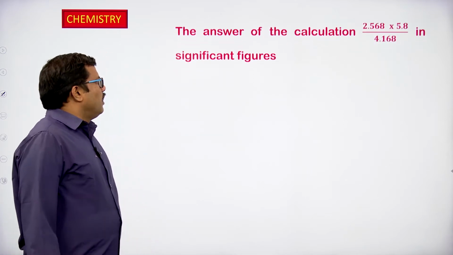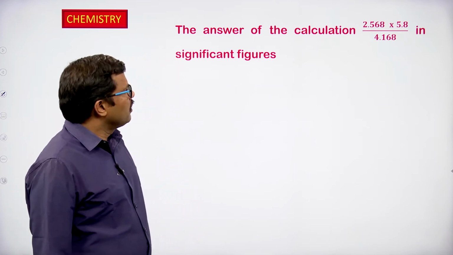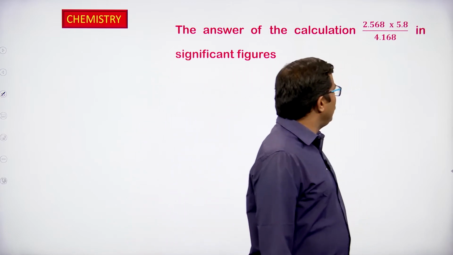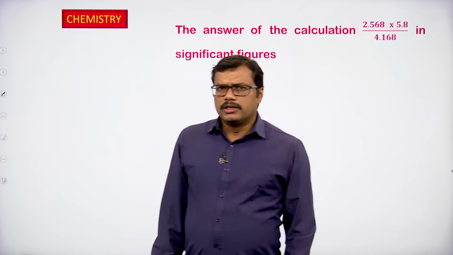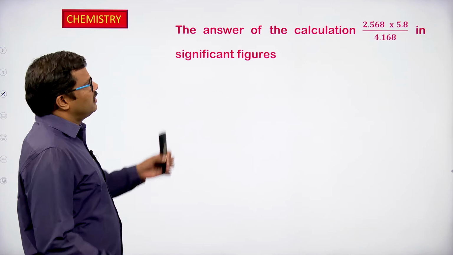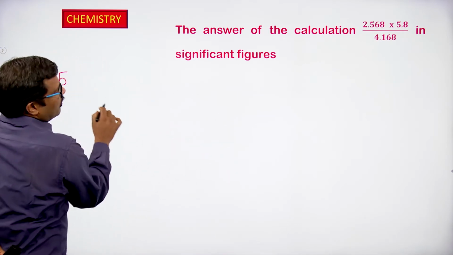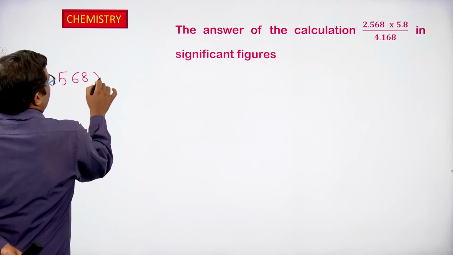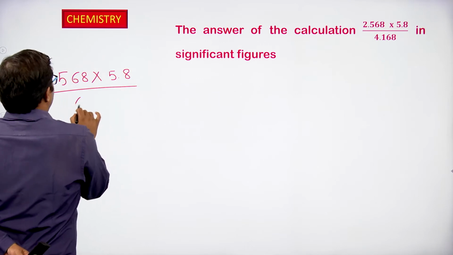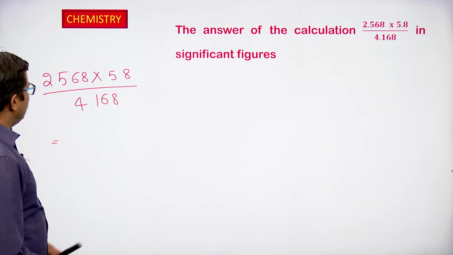Very good. Let us look at one more. The answer of the calculation 2.568 into 5.8 divided by 4.168. In this case, how do we get the number of significant figures in the answer? What you have to do first is go for the multiplication, and then divide by 4.168.